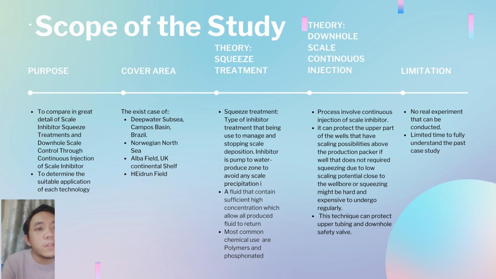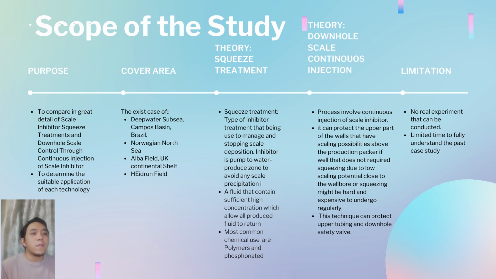Assalamualaikum. So today I will explain the scope of the study. The purpose of the study is to compare in great detail scale inhibitor squeeze treatment and downhole scale control through continuous injection of scale inhibitor. This is also to determine the suitable application of each technology. The covered area will be the existing case studies, which are the deep water subsea Campos Basin, Brazil, Norwegian North Sea, Alba field, UK continental shelf, and Heron field.